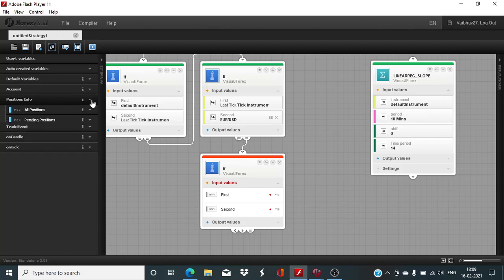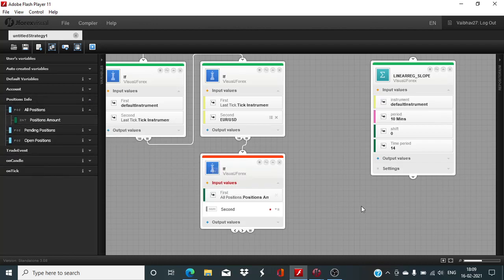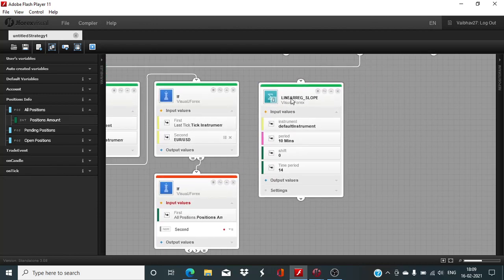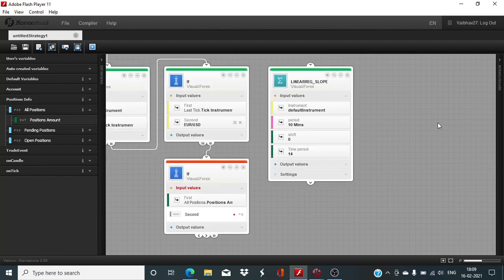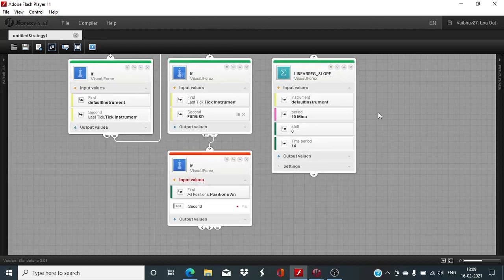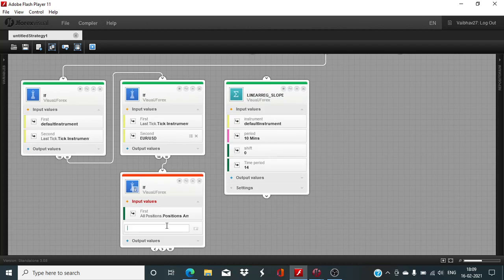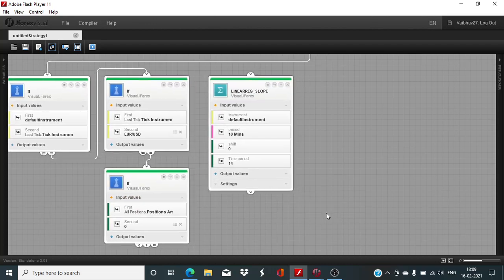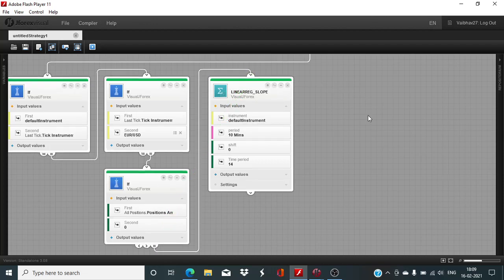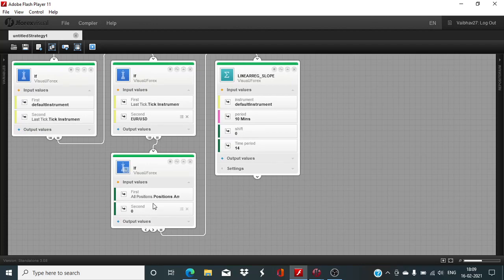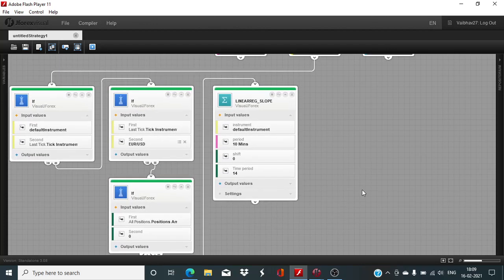Position info, all position amount should be 0. I usually take this condition to make sure that not too many positions are there on the account. So here I will take 0. And I think this is good enough.